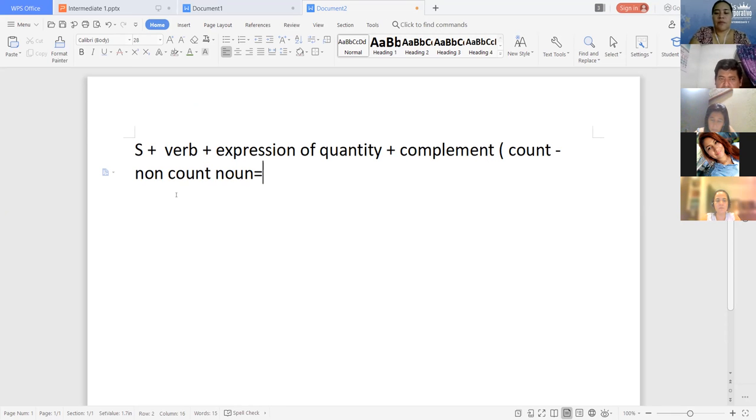So it will depend on you, right? Which complement are you going to have? According to the complement that you have is going to be your expression of quantity, the one that you are going to have.